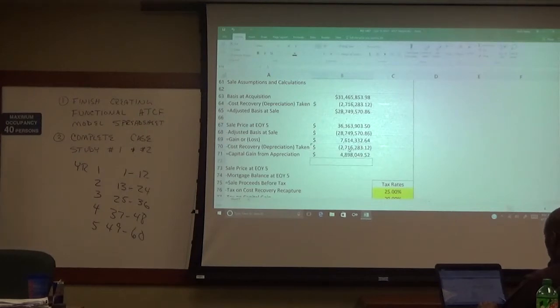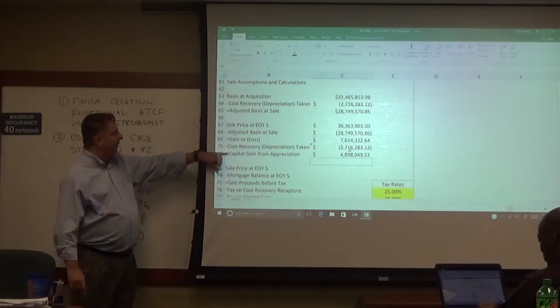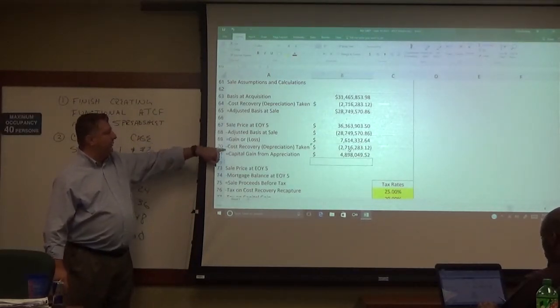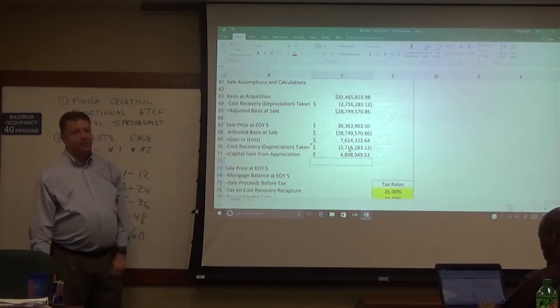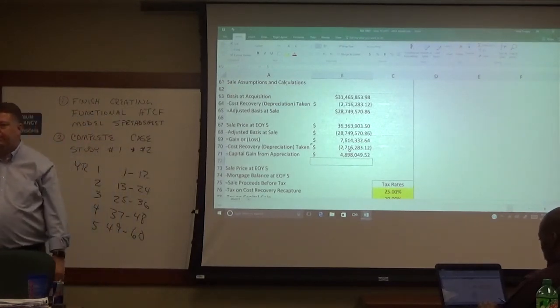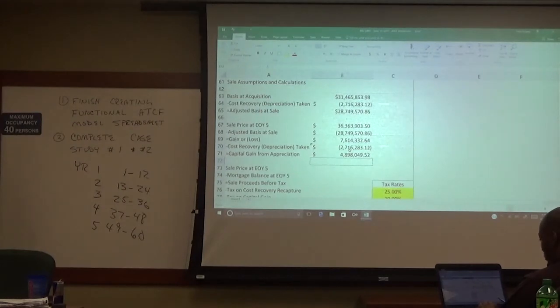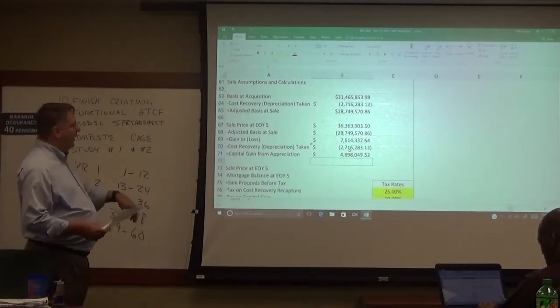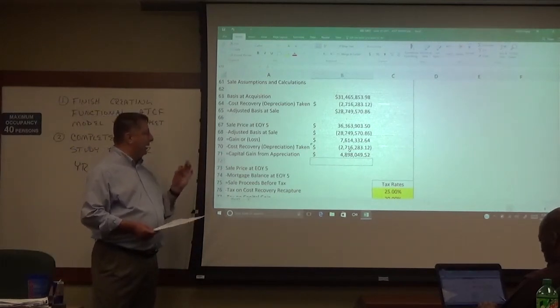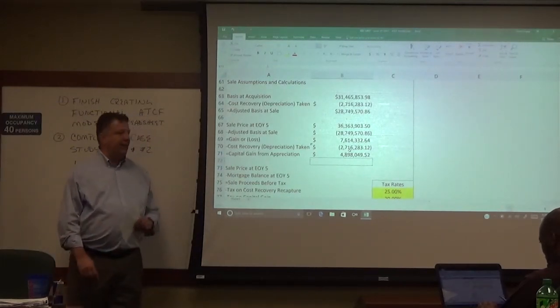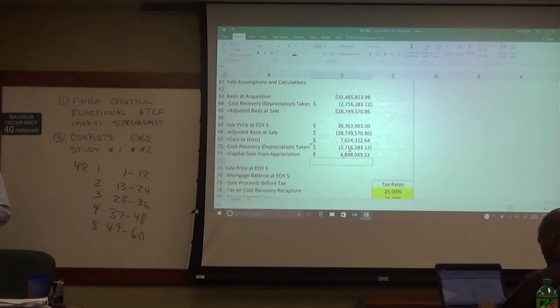Once again, the math is super simple. It's shown to you right over here. All you have to do is just follow the steps, just adding and subtracting. So you should end up with 4,898,049.52 as the capital gain from the appreciation. Now, question? Yep, can you just go back to 69 for a second?